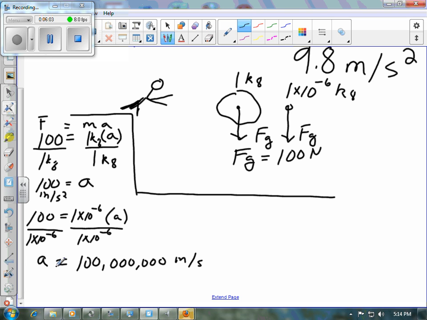So if all objects fall at the same speed, let me move this out of the way. Don't know what I'm doing. Sorry. Just come on over here. Well, it likes that spot, I guess.